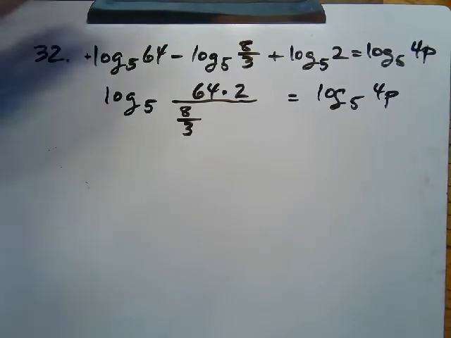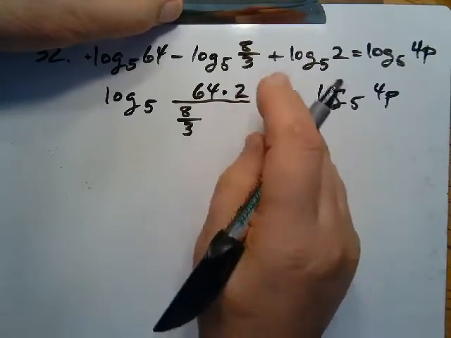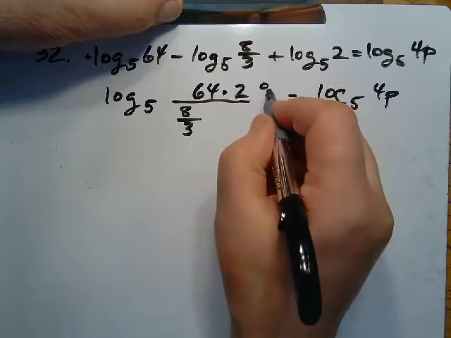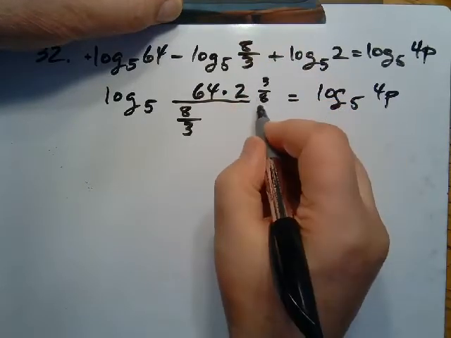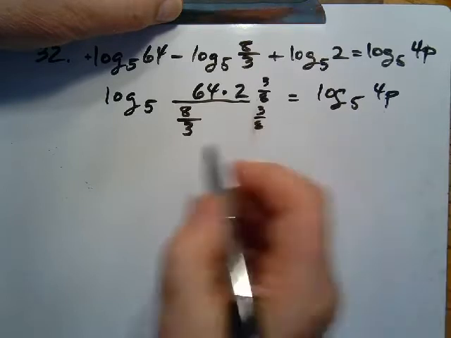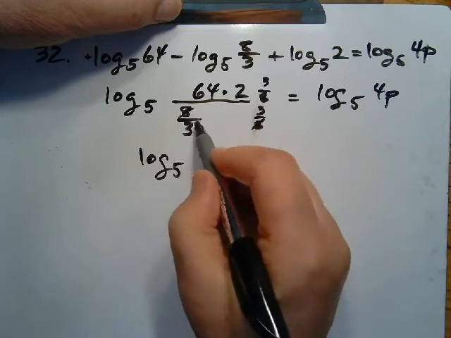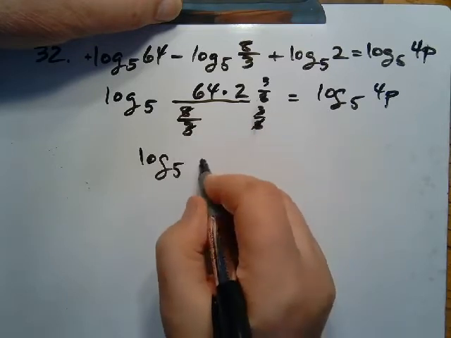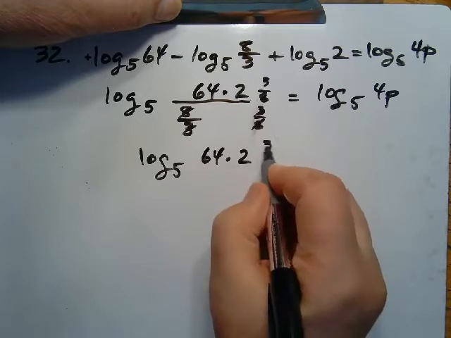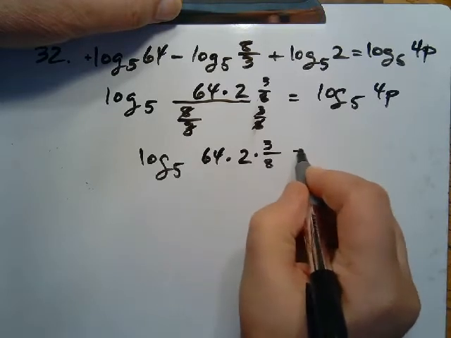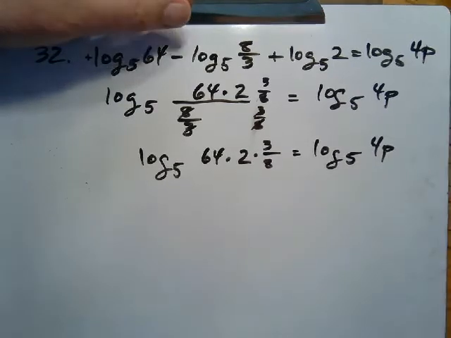Now, first of all, this 8/3 in the denominator looks a little strange here. But what I'm going to do is multiply top and bottom of this fraction by the reciprocal, 3/8. Well, what happens when you multiply a reciprocal? Well, these 8s are canceling, the 3s are here as well, and we end up with 64 times 2 times 3/8. Okay? Just a little bit of compound fraction work.